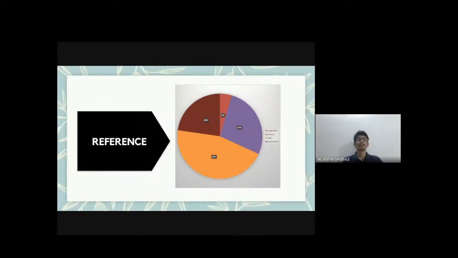References. I took 27% of the references from America, 5% from South Africa, 23% internationally, and 45% from India.